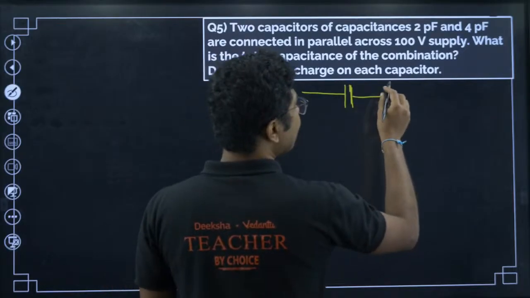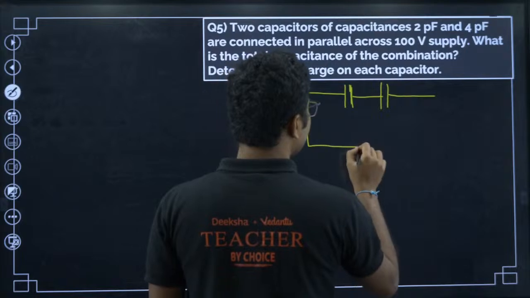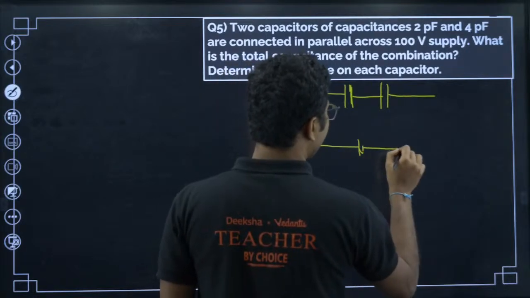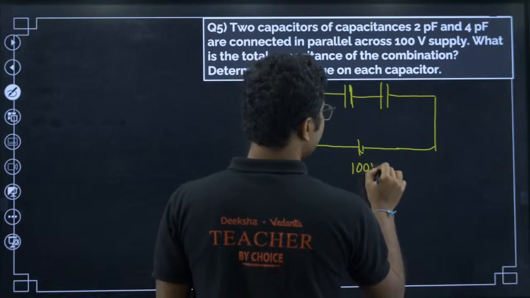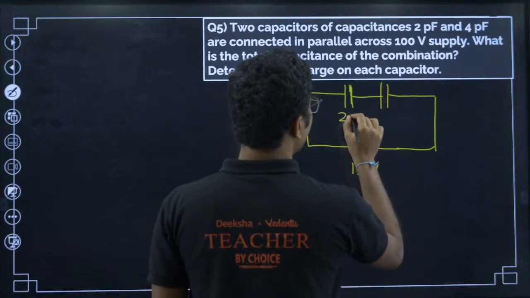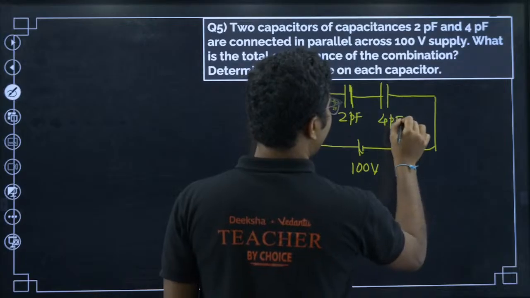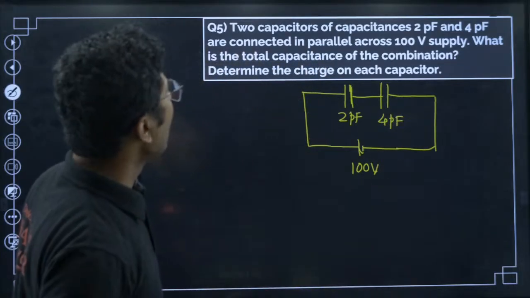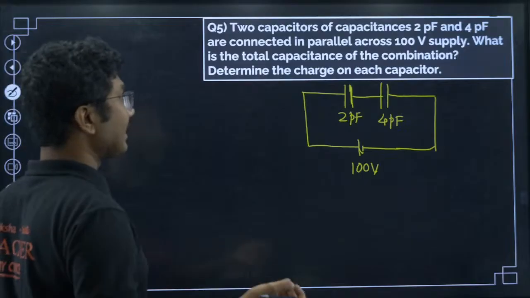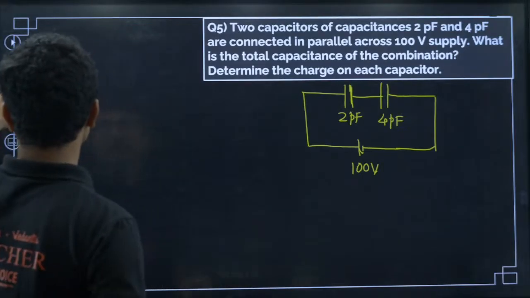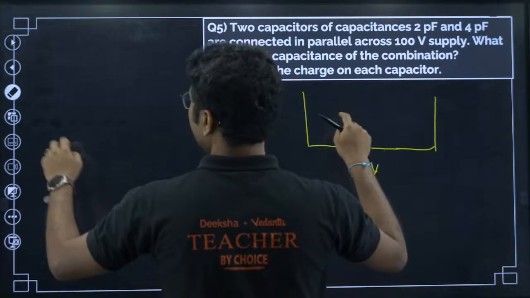So, two capacitors 2 picofarad and 4 picofarad, they are connected in a 100 volt supply. Okay, so this is a 100 volt supply, 2 picofarad and 4 picofarad. What is the total capacitance of the combination? They are connected in series. No, sorry, they are connected in parallel. My mistake.